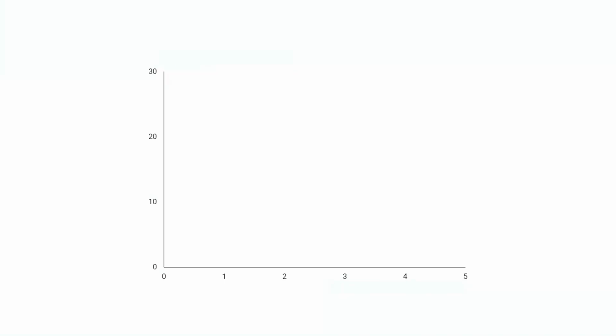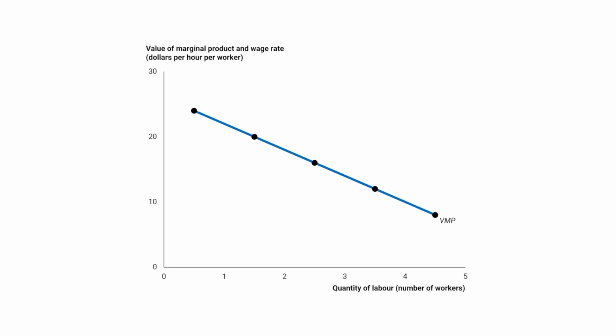Let's see a graph. The x-axis shows the number of workers hired, and the y-axis shows the value of marginal product of labor and the wage rate for each worker. We plot the value of marginal product of labor numbers from before, remembering to plot them at the halfway points and connect the dots. VMP slopes downward because VMP is a demand for labor curve in disguise, and demand curves satisfy the law of demand.